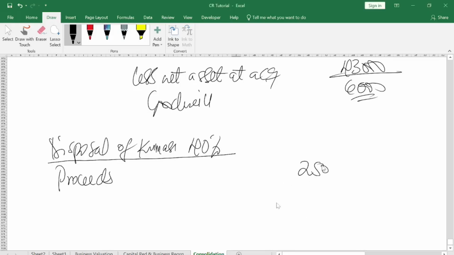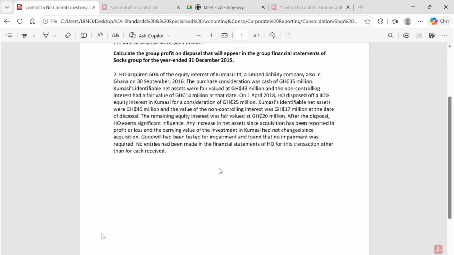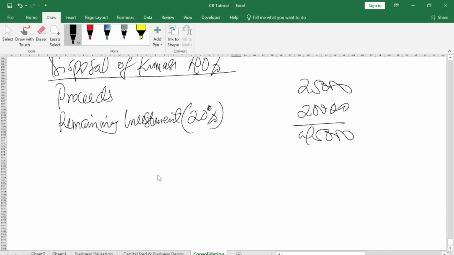So let's make it 25,000. And how much is the remaining investment? 20% left. The remaining equity interest was fairly valued at 20 million. All right. So it's 20,000, right? Yes, sir. Then you add it. What do you have? 45,000, right? So when you are done, what next? Then you will find the net asset at disposal.